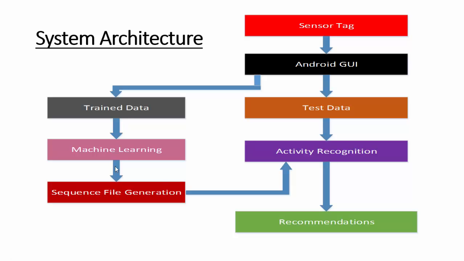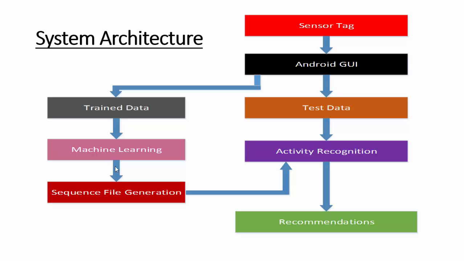Our system architecture typically consists of two parts, online activity and offline activity. Online activity is more of a user usage and offline activity is more of machine learning. In offline activity, initially we collect data from sensor tag using the Android mobile device. This trained data will be in the form of TXT files. Now, this trained data will be sent for machine learning, which further generates the sequence files. These sequence files will be further used for activity recognition.